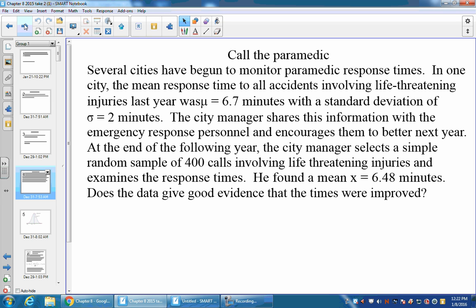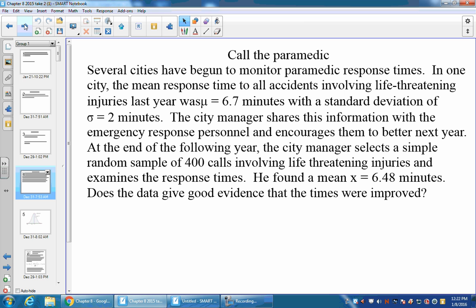This is a paramedic problem. It says several cities have begun to monitor paramedic response times. In one city, the response time to all accidents involving life-threatening injuries last year had a mean of 6.7 minutes with a standard deviation of 2 minutes. The city manager shares this information with the emergency personnel and encourages them to do better next year. At the end of the following year, the city manager selects a simple random sample of 400 calls involving life-threatening injuries and examines the response time.